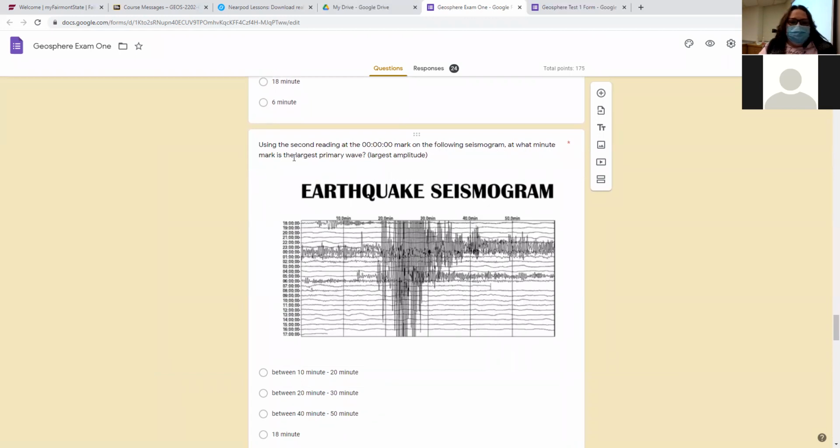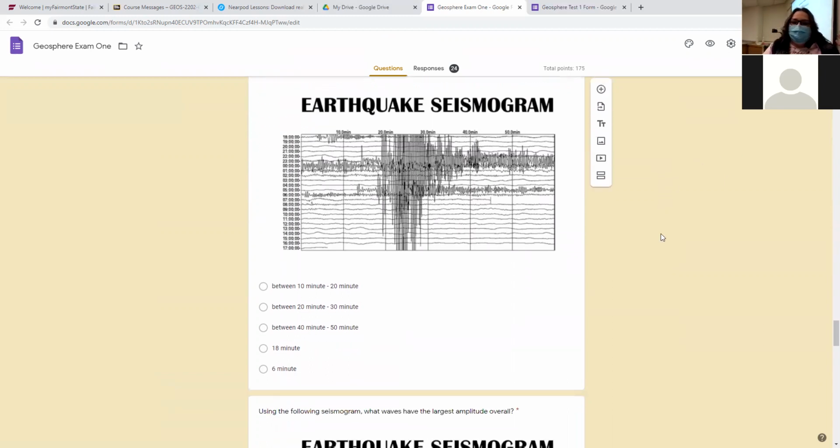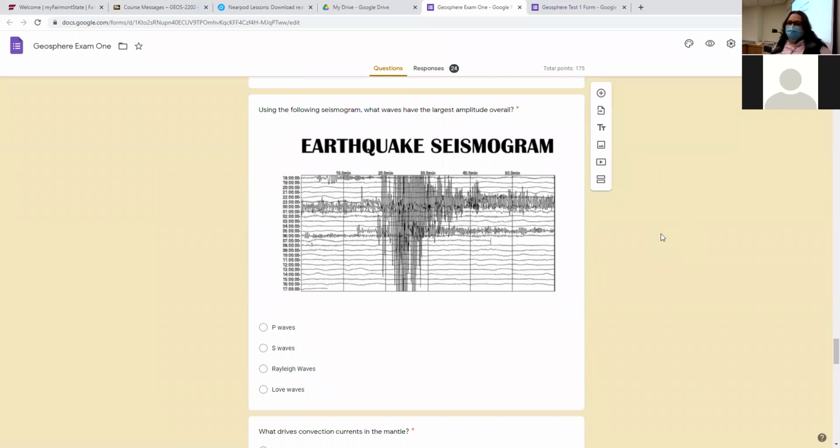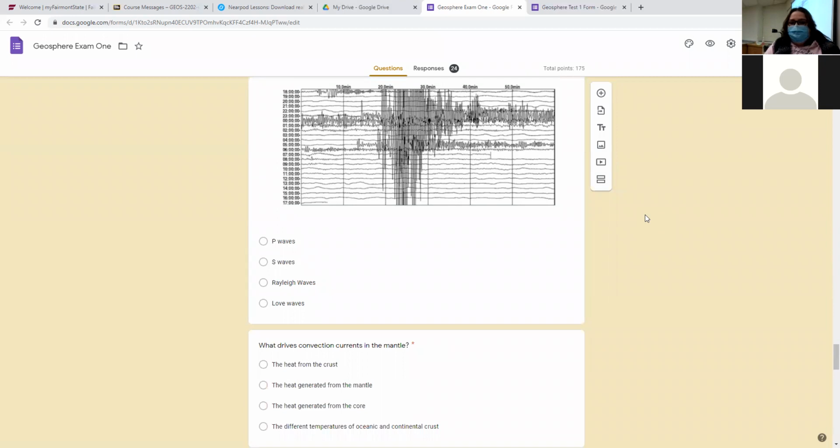At what minute is the largest primary wave? So it's one of the big waves. It even gave you a range. That's a big one for a primary wave. So anywhere between 10 and 20 minutes. And again, you had to know where primary waves are going to be located and which ones have the largest amplitude, which is the height of the wave. Ooh, these waves, they're huge. That's how we get the largest amplitude. It's also the largest mark on a seismogram.